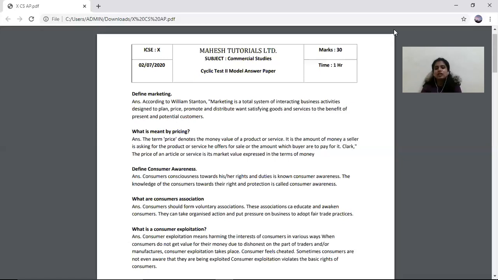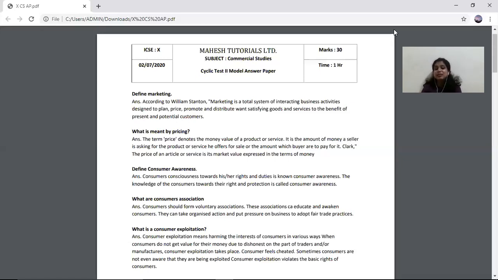You can add explanations that you wish to add according to whatever you understood of the concept. You can also add sentences or words from the textbook. You can also add examples if you wish to. Likewise, the next question, what is consumer exploitation?